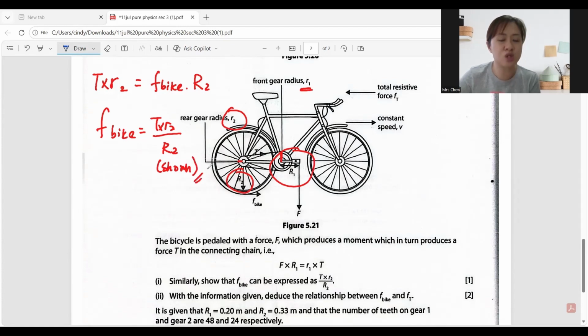So this is to show you that you're able to apply this gear, what is happening here, to the gear behind. Now with the information given, deduce the relationship between this force of the bike and this, which is the total resistive force.